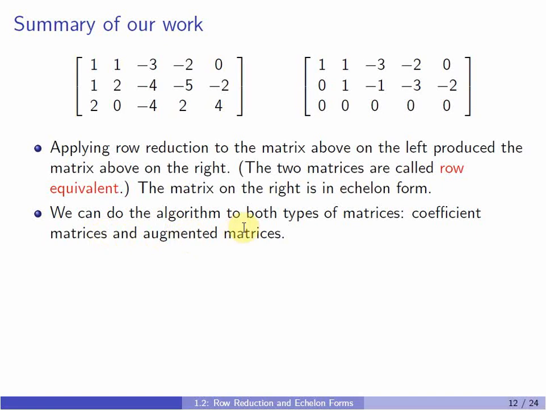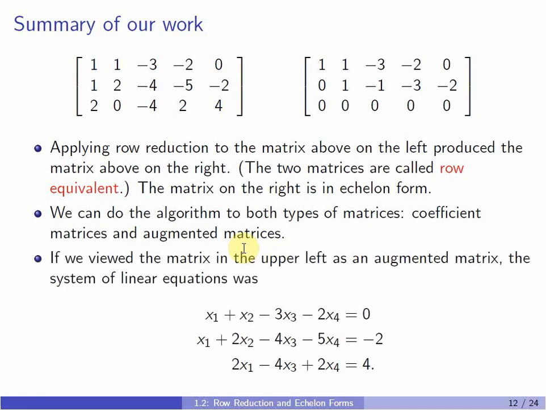including, we'll often do this to coefficient matrices, and we'll often do this to augmented matrices. Now, augmented matrices, if you'll recall, have that extra column from a system of linear equations. It has the constants that are on the right side. And in fact, if we viewed this matrix that we started with as an augmented matrix for a system of linear equations, then this would have been the system of linear equations. Take a look, compare the numbers there and there.